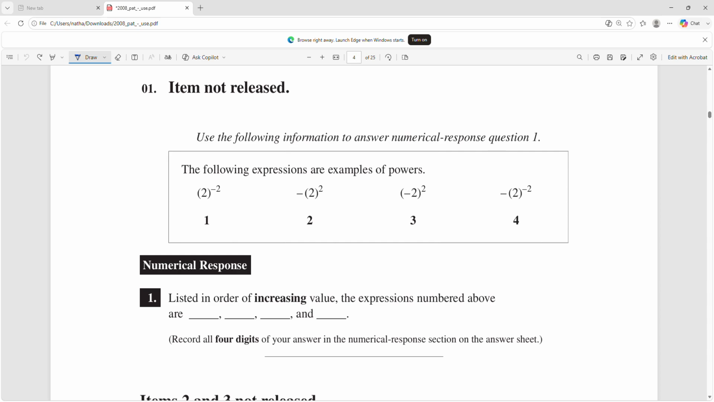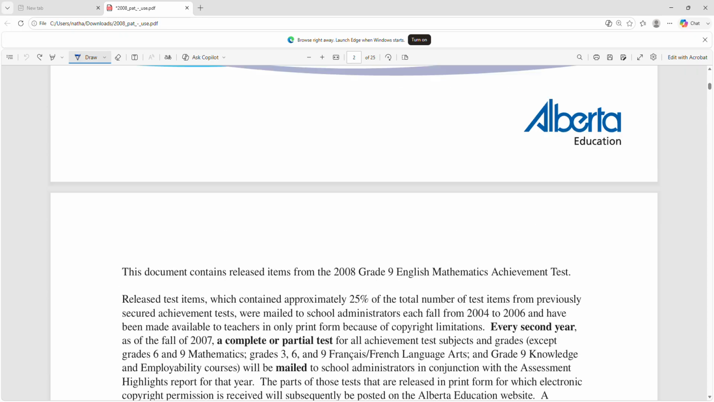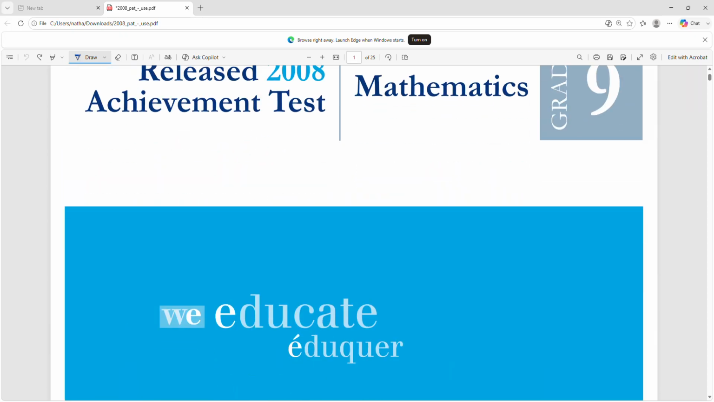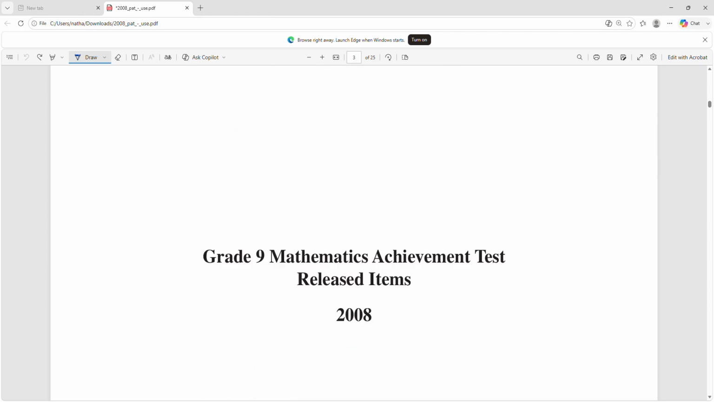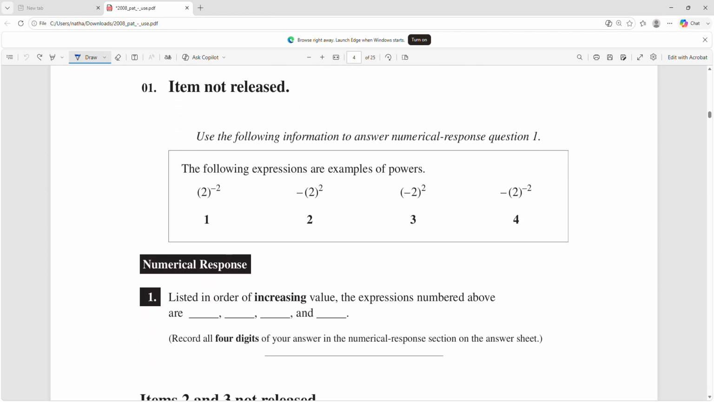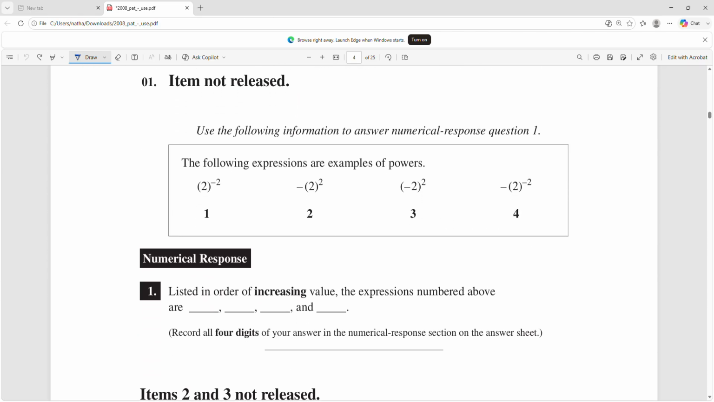Okay, here we go. This is the PAT from 2008, released PAT. First question says this item was not released. Don't know what they mean by that, but let's just do this question. Anyway, it says the following expressions are examples of powers.